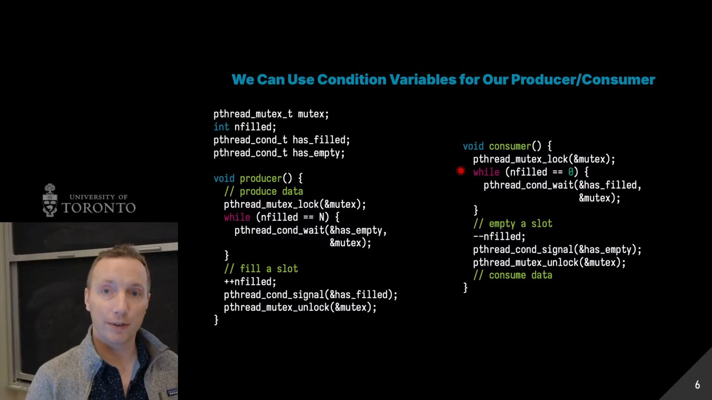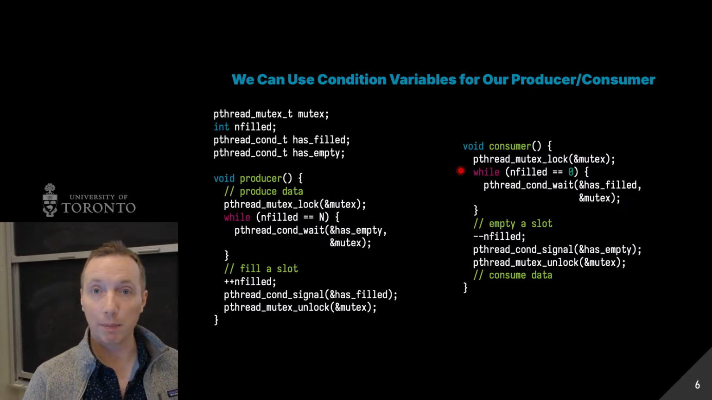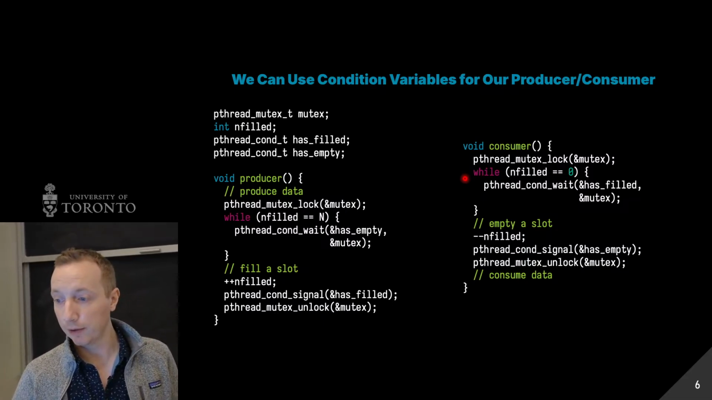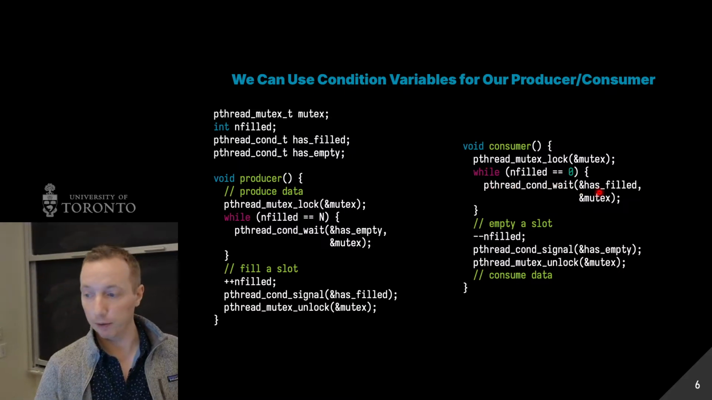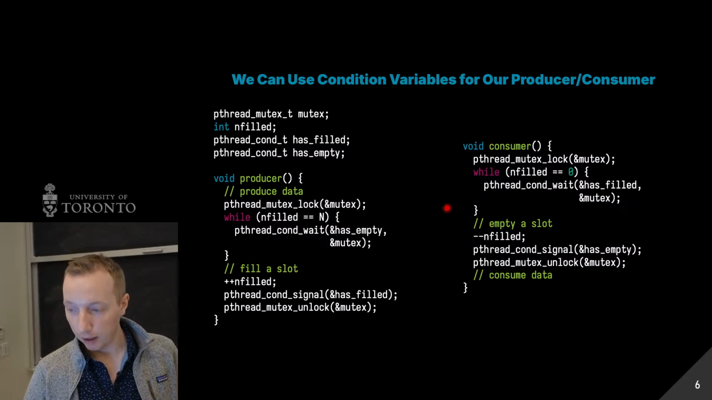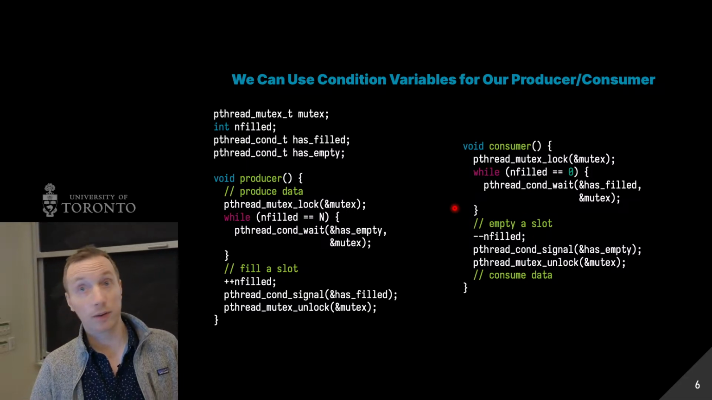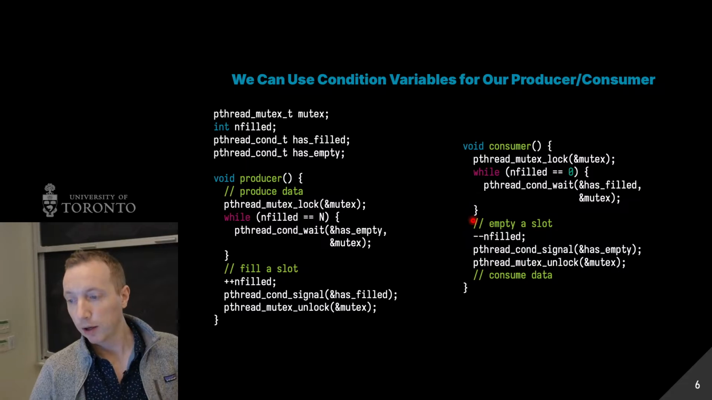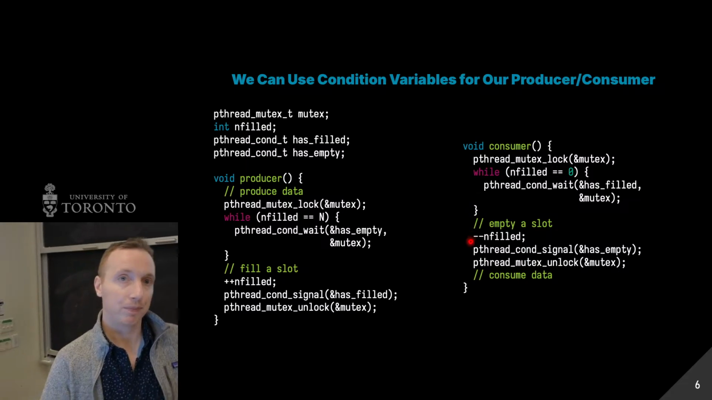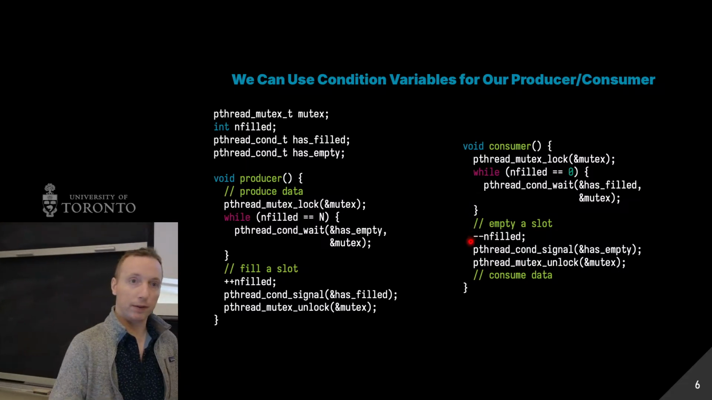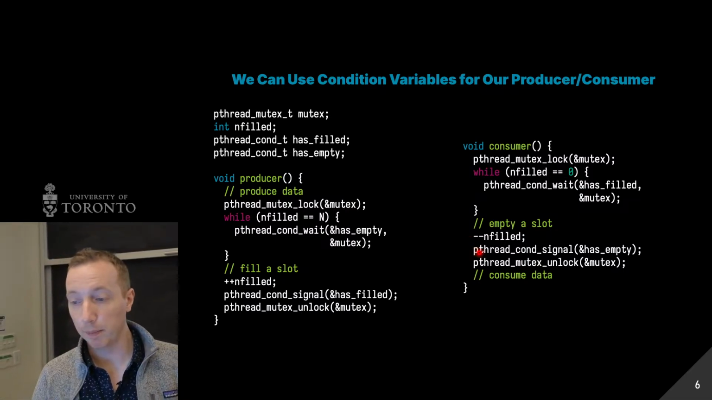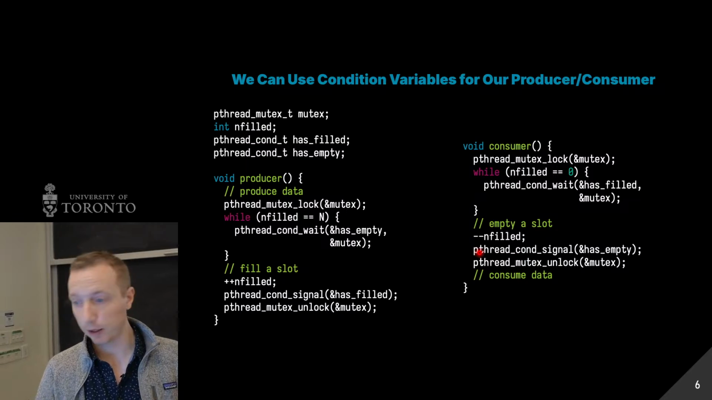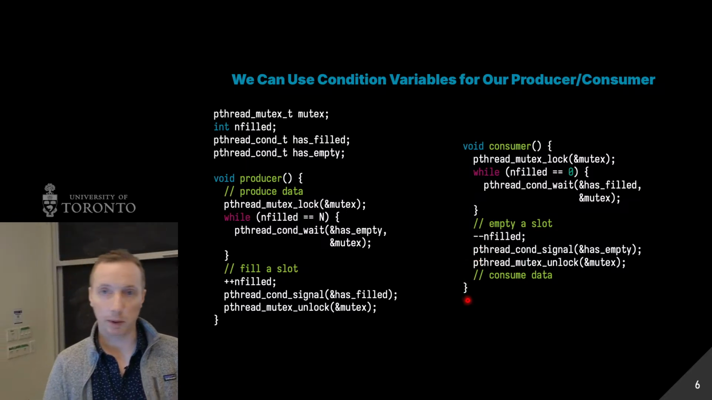If the number of filled slots is 0, so if they're all empty, I need to wait for a filled slot. So I put this thread to sleep, waiting for a filled slot, and then if it wakes back up again and the number of filled slots is not equal to 0, then I can go ahead, empty a slot, decrement the number of filled slots, since I just emptied one, signal any of the producer threads that are waiting for an empty slot, and then unlock the mutex.